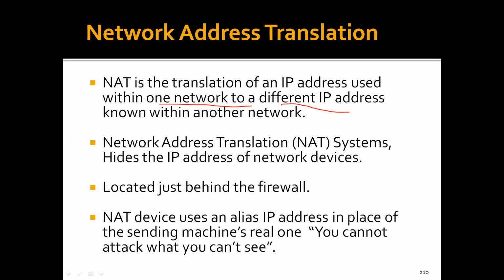The NAT system hides the IP addresses of network devices. For example, the public IP is hidden from the outside world and mapped to the local IP. It is located just behind the firewall. This is a firewall function, NAT. A NAT device uses an alias IP address in place of the sending machine's real one.